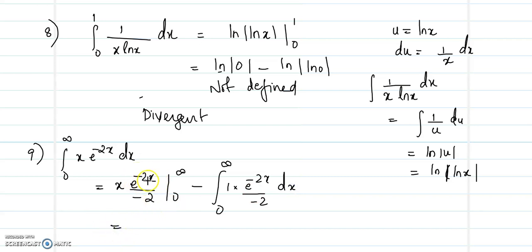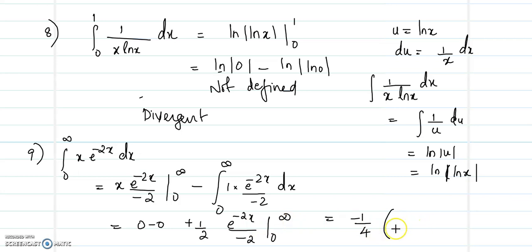At infinity we have e power minus infinity, which is 0, and when x is 0 this term will be 0 again. Then for the second integral, minus 1 by 2 comes out, so we will get plus 1 by 2, and integrating this again we will get e power minus 2x by minus 2 from 0 to infinity. So we will get minus 1 by 4 times e power minus infinity minus e power minus 0. This will be 0 minus 1, so we will be getting 1 by 4 as the value of the integral.